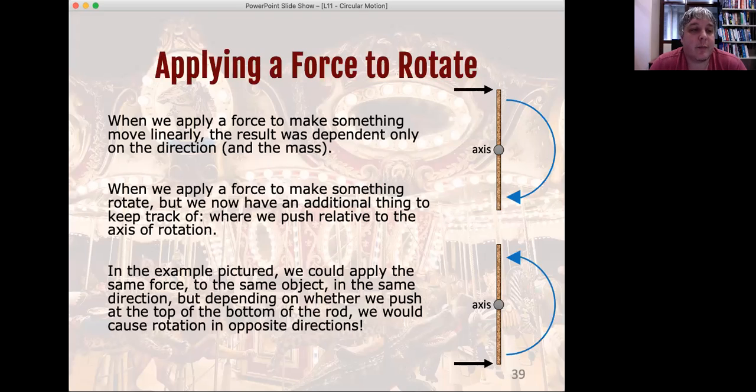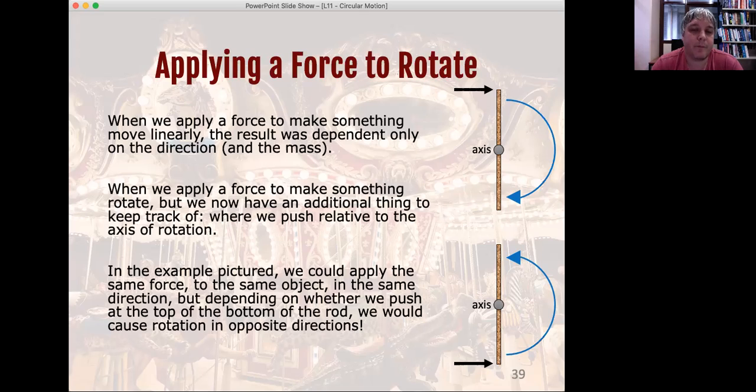If we apply a force to make something move linearly, the result was dependent just on the direction. Right? We just said, here's a box, we're going to push it that way, so the box moves that way. Very simple. But if we apply a force to rotate something, now we have to keep track of where we push relative to that axis of rotation, relative to the point about which the object rotates.